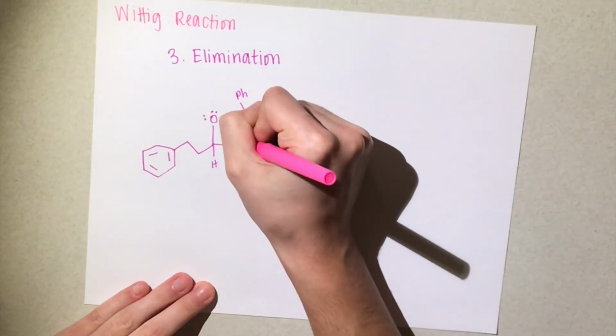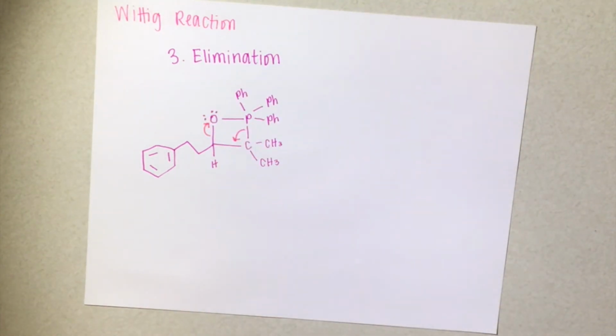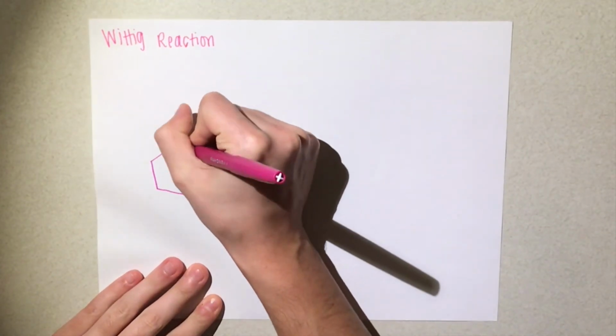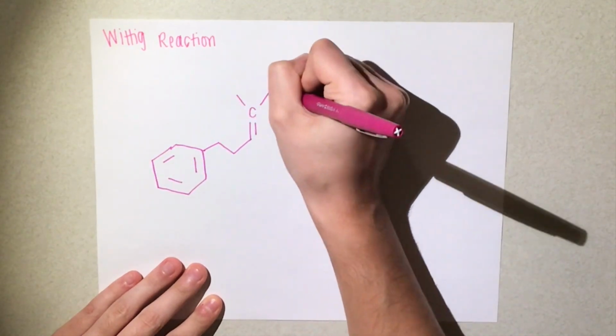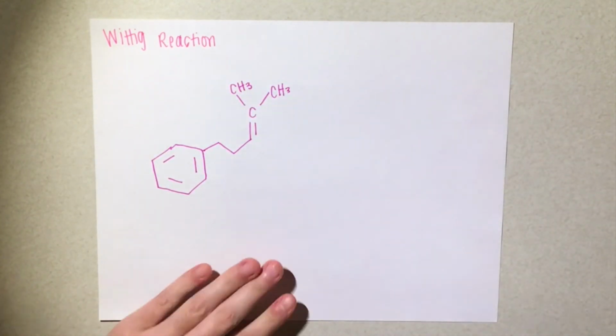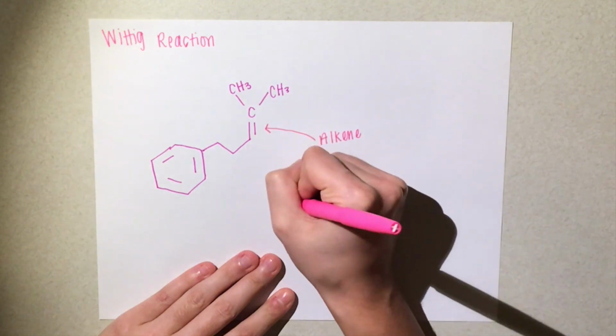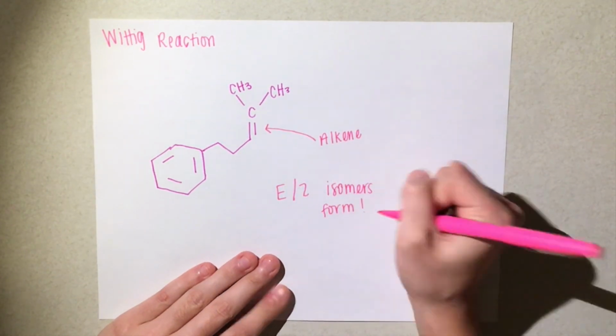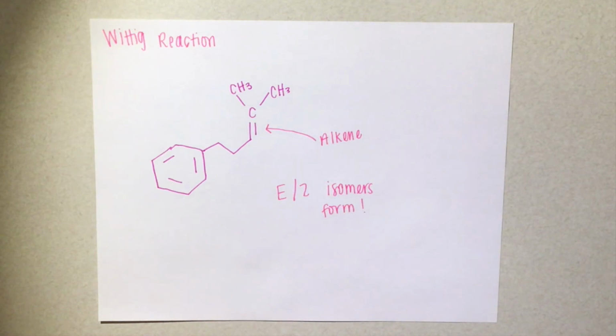The oxaphosphetane ring is highly strained, therefore the ring falls apart. As the ring falls apart, the triphenylphosphine oxide byproduct is discarded and we are left with the alkene product. Both E and Z isomers are formed, which in this case are identical. Once the alkene is formed, the reaction is complete.